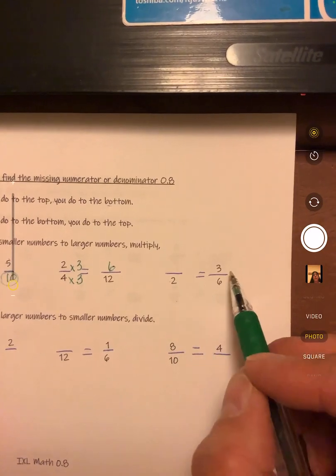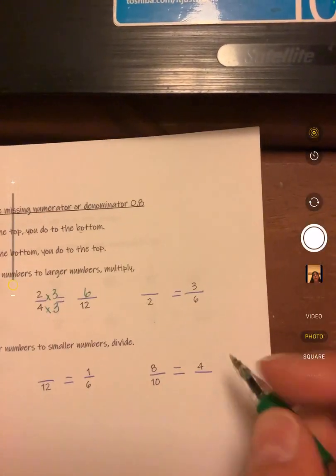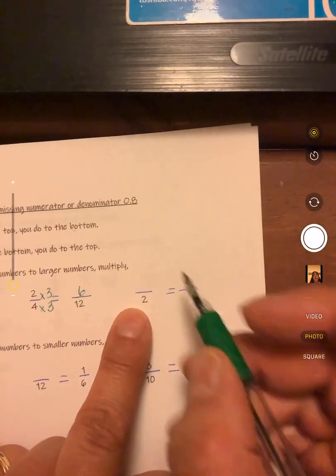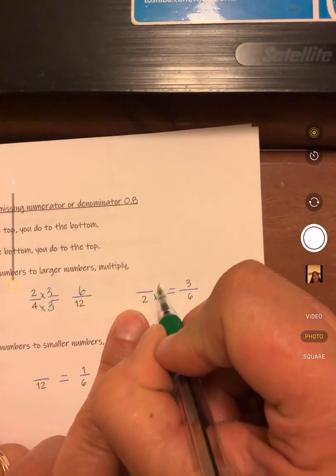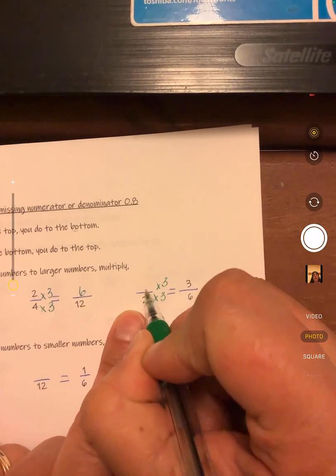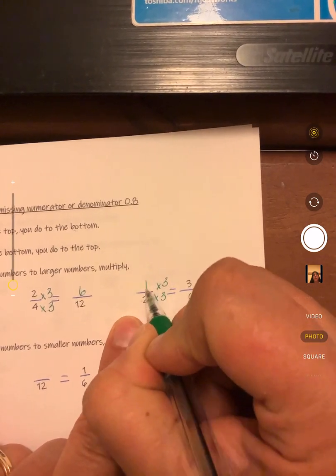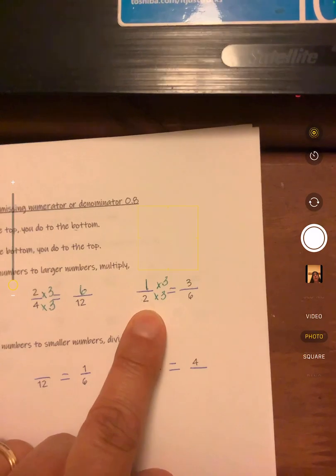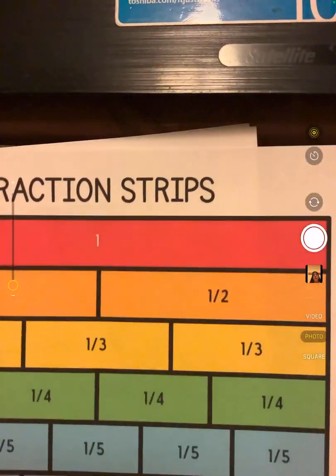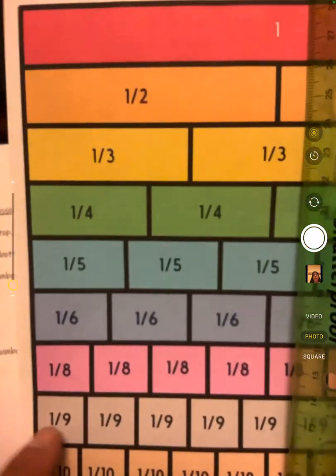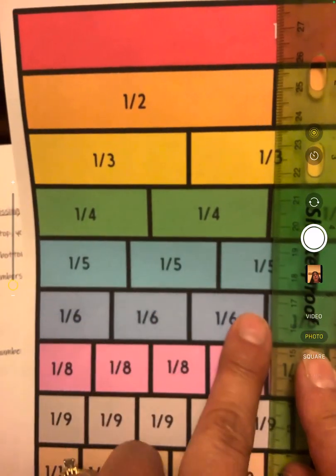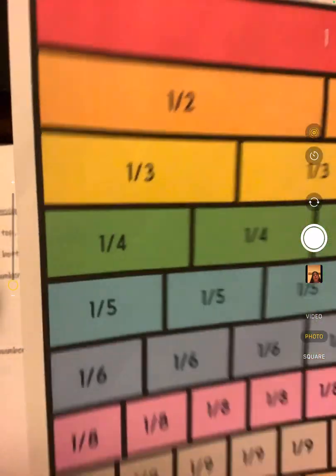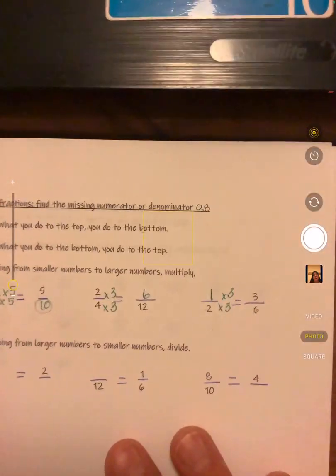Blank over 2 equals 3/6. In order to get from 2 to 6, I multiply by 3. So I have to multiply this by 3. What times 3 equals 3? 1 times 3. So 1/2 is the same as 3/6. Here's my 1/2 mark. Go down to sixths. 1, 2, 3/6.